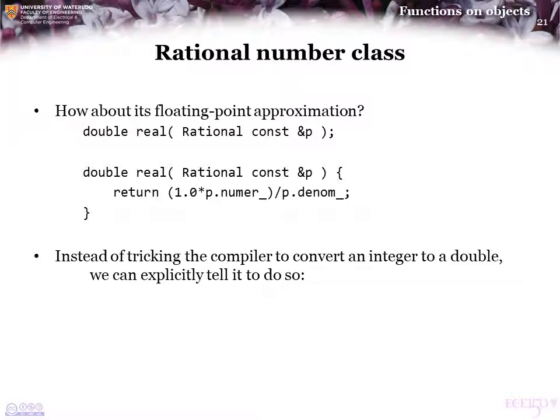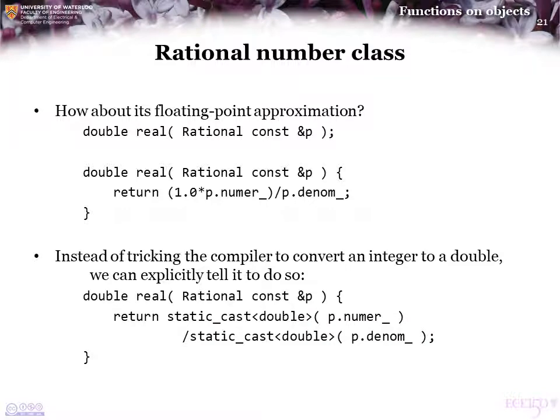Instead of tricking the compiler into converting an integer to a double, we can just explicitly tell it to do so. So, static cast with a type between two angled brackets tells the compiler to convert the object that is in the parentheses to the specified type. That's it. So static cast means it happens at compile time and the conversion is performed by the compiler. At least the compiler sets the conversion up.